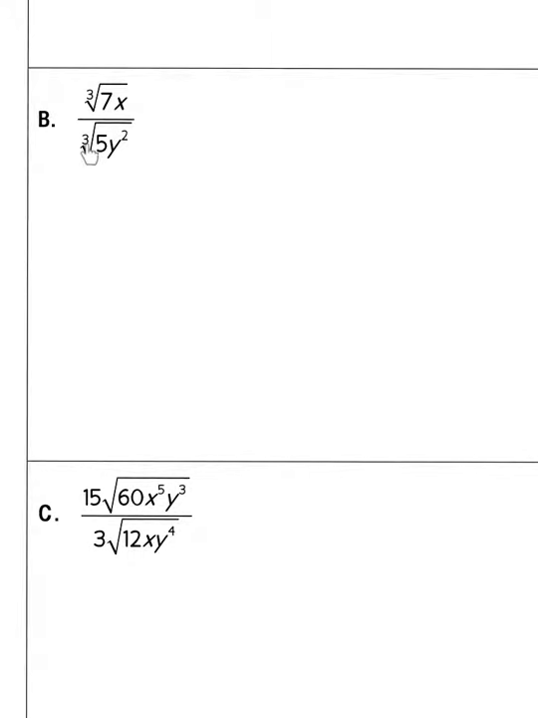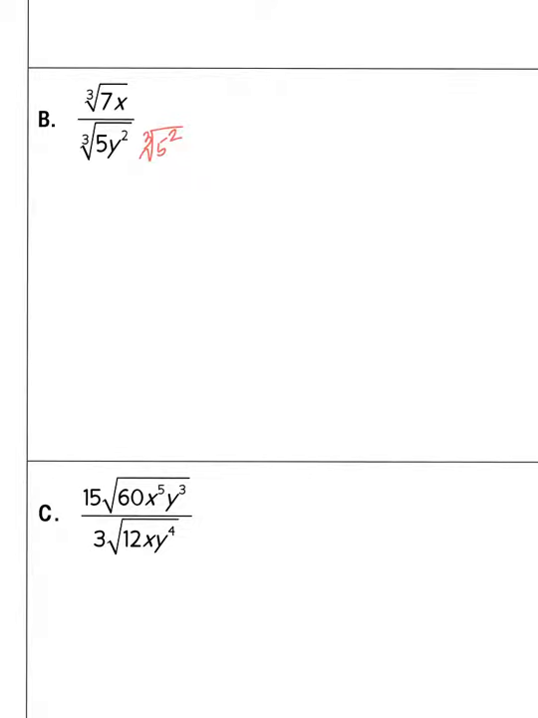If I have an index of 3, I need perfect cubes underneath here. So to make 5 a perfect cube, I need 3 5s, and I need 3 y's. I currently have 1 5, so I need 2 more 5s to make it a perfect cube. So I'm going to multiply the bottom by 5 squared. Again, I have 1 5 underneath the radical right now. If I have 2 more 5s, it'll make it a perfect cube.